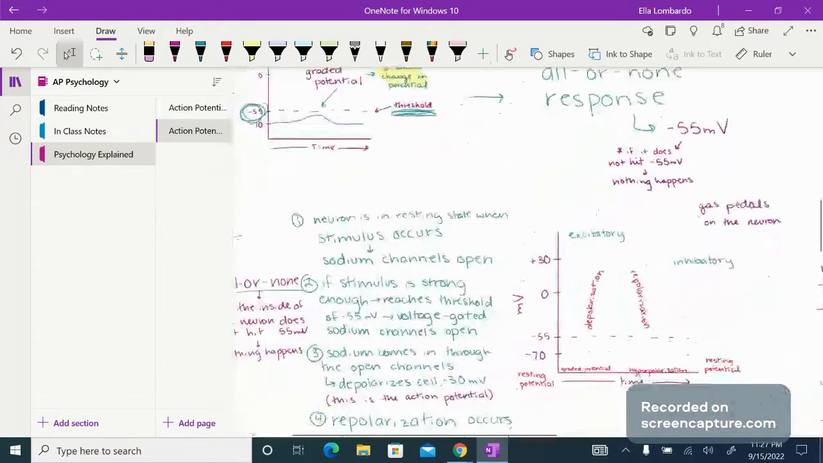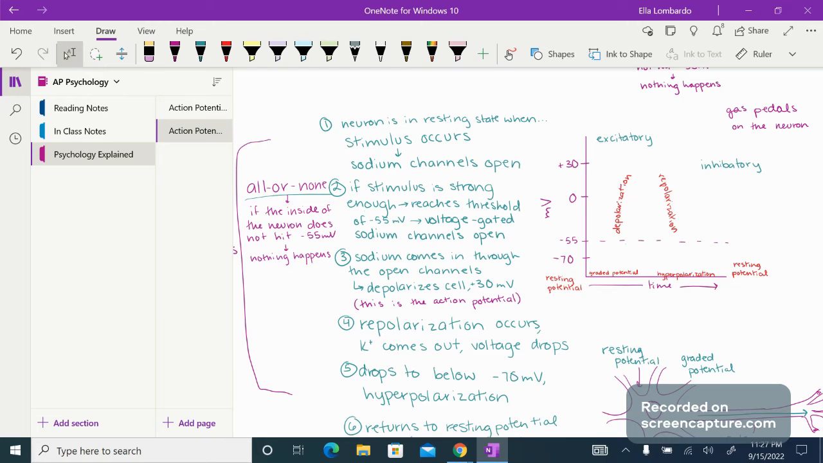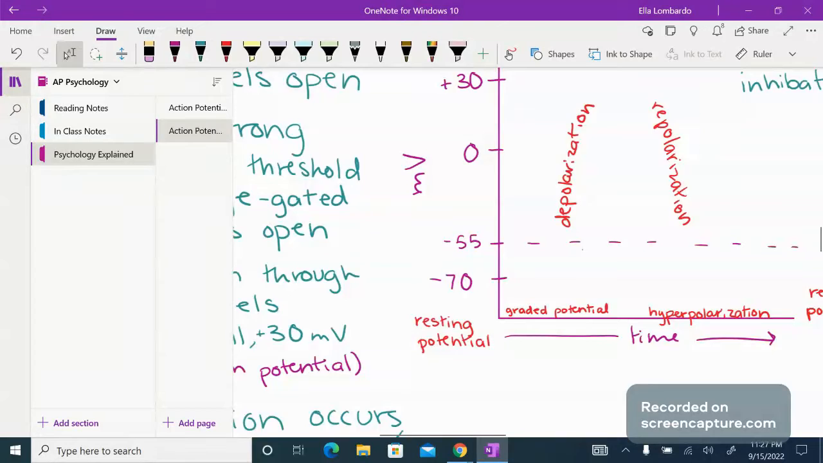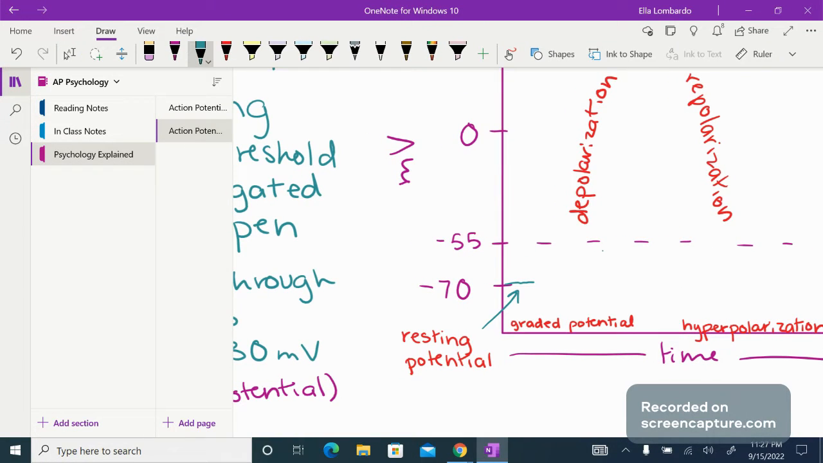So to understand that whole action potential, let's get into the steps. So step 1, a neuron is in resting state when a stimulus occurs and sodium channels open. So if we look at it here, that's going to look like this. We have that resting potential.